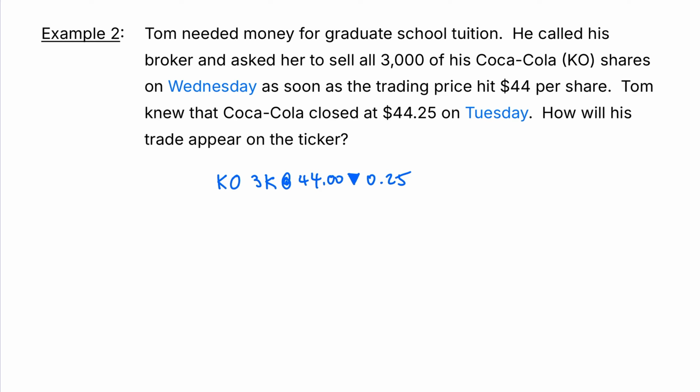Now, we don't know the context of why Tom wants to do this other than he needs the money for graduate school, but it's possible that he knows that the share price is going to continue to drop, and so he wants to sell it as soon as possible, okay? And that's why he's willing to sell it 25 cents less than yesterday's closing price. Now, on the other hand, it's also possible that he purchased Coca-Cola shares many years ago and maybe purchased it at $20 or $30 a share, and so he's already making a significant profit on this.